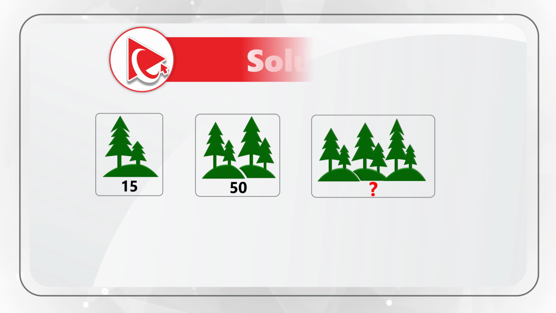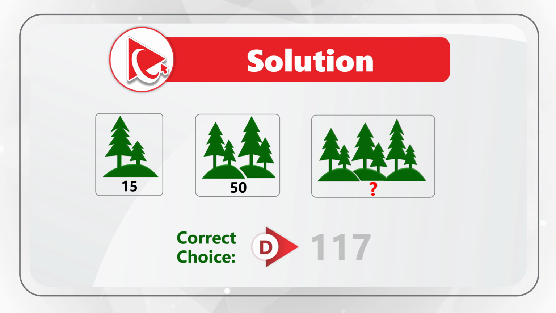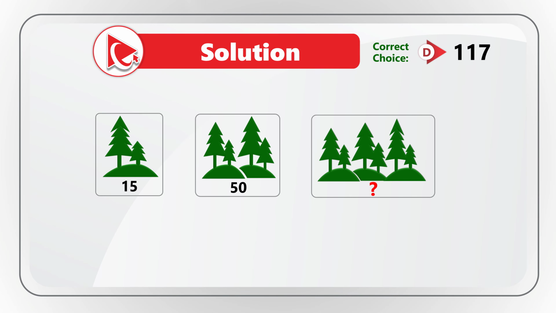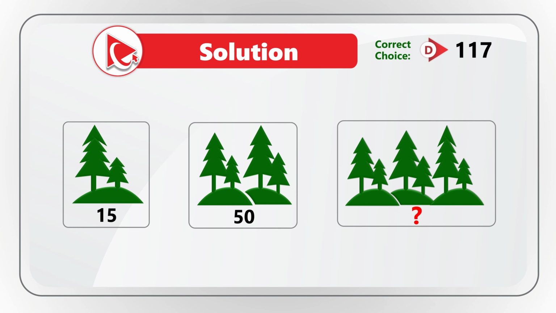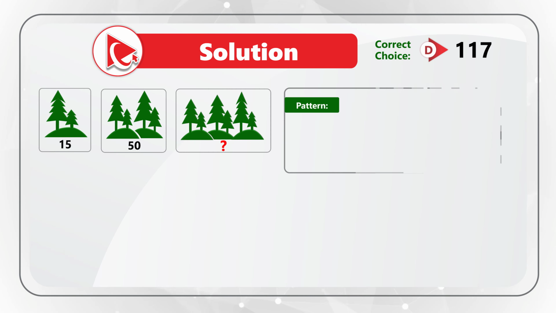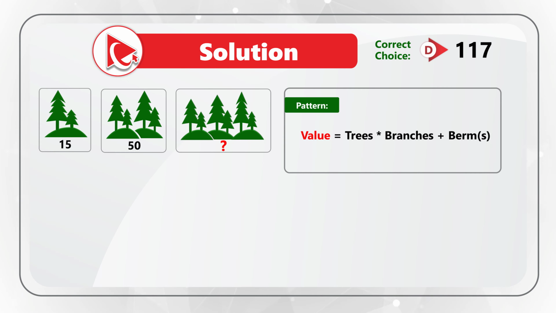As you might have calculated, the correct answer here is choice D, 117. Let's take a close look why. If you take a close look at the images, you will see that each image contains trees. Each tree contains a certain number of branches, and trees are placed on the berms. The pattern is calculated as number of trees multiplied by number of branches on the trees, and you incrementally add the number of berms to calculate the number at the bottom.